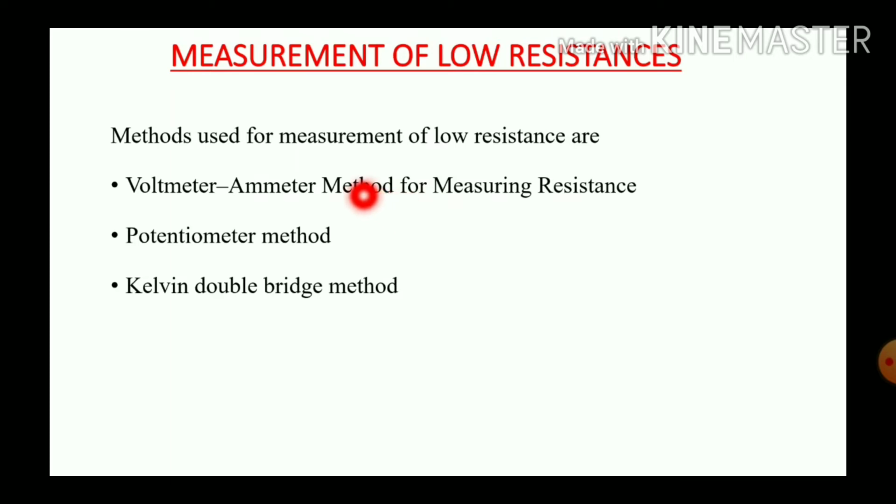First method is voltmeter ammeter method. Voltmeter ammeter method is the most simple method of measurement of resistance because voltmeters and ammeters are available in all laboratories. Next method is potentiometer method. The potentiometer is actually used for measurement of EMF and measurement of internal resistance of battery by comparing it with a standard value. Next method is Kelvin double bridge method. Kelvin double bridge is an advanced form of Wheatstone bridge.